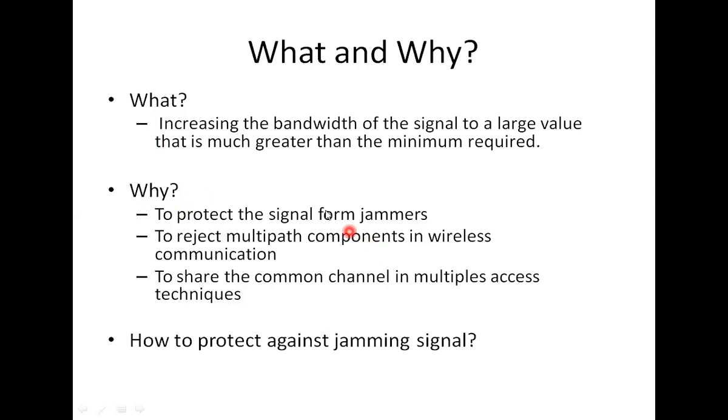So we had seen that it is useful to protect the signal from jammers and to reject the multipath components, which happens especially in case of wireless communication, and also to share a common channel in multiple access techniques, in particular code division multiple access, that is CDMA. So how to protect the signal to be transmitted against the jammers or the jamming signal.